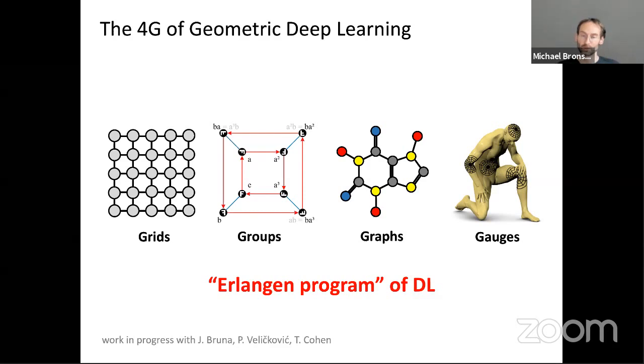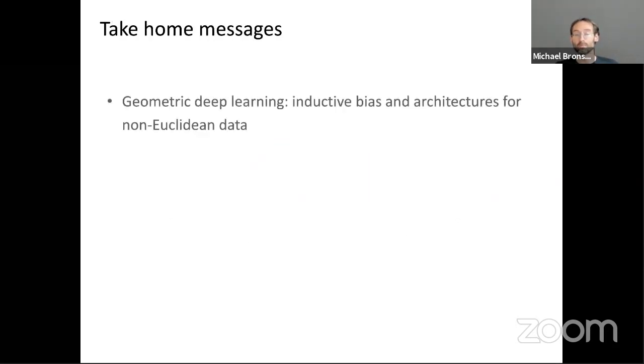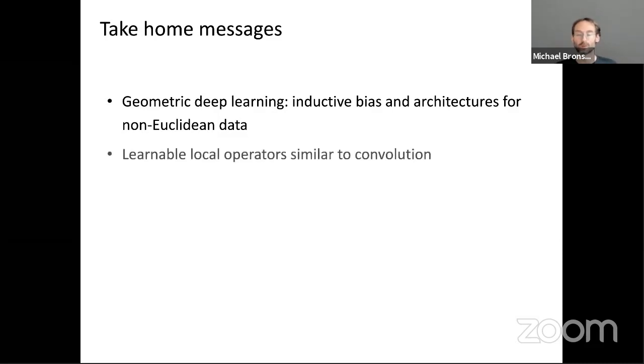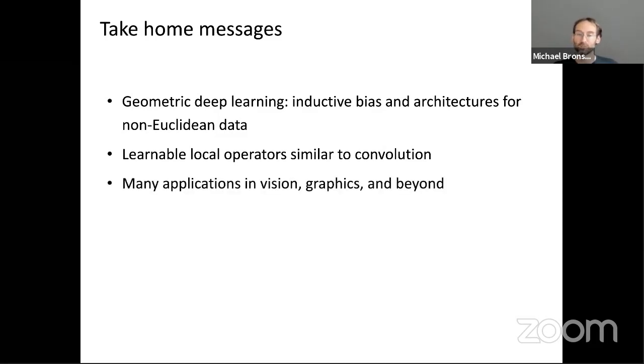So if you take home messages, maybe a little bit arrogant title for this slide: I think geometric deep learning is really about inductive bias and the architectures that come from it for non-Euclidean data, whether it's graphs or manifolds or the other Gs. And we can think of it also as learnable local operators that are similar to convolution, or they boil down to convolution when you go back to Euclidean settings. There are many applications in vision, in graphics, and beyond. There are some state-of-the-art results, several success stories.